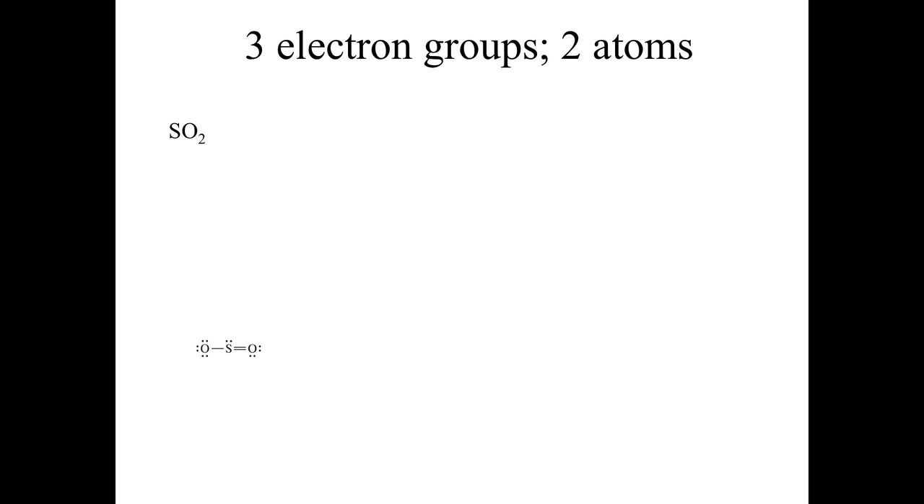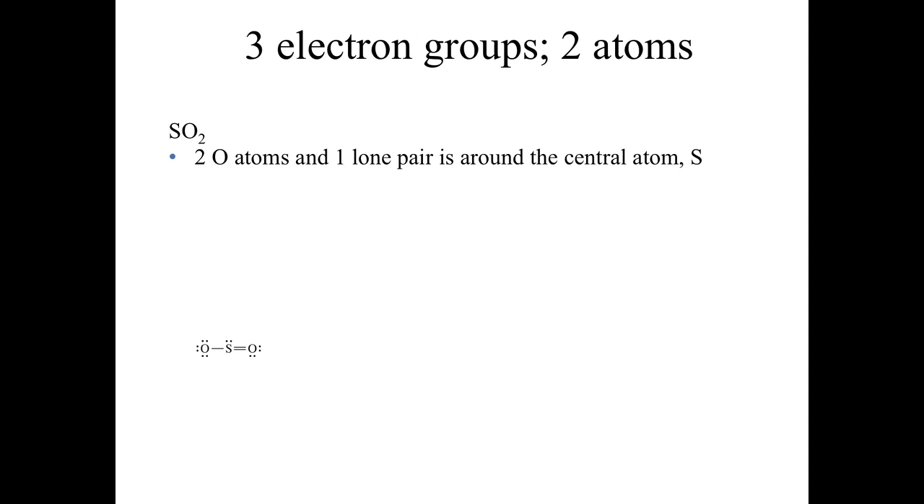And drawing the Lewis structure for SO2, I would see that sulfur is singly bonded to one oxygen and doubly bonded to another oxygen with a lone pair also. So from this Lewis structure, how many electron groups does it have? Right? We said this was a 3 electron group, so let's count it. A single bond, a double bond, and a lone pair. So 1, 2, 3 electron groups.